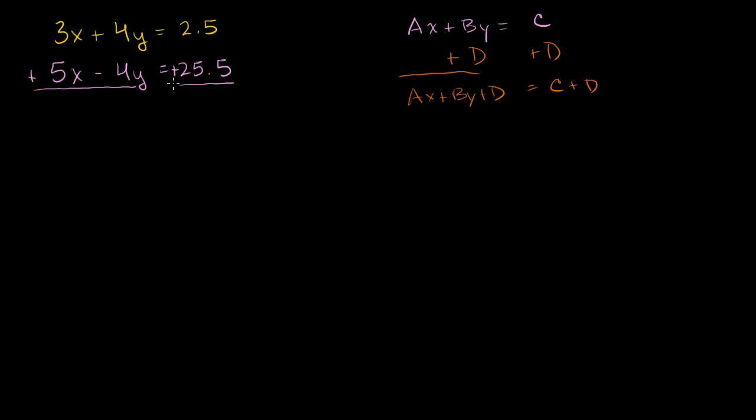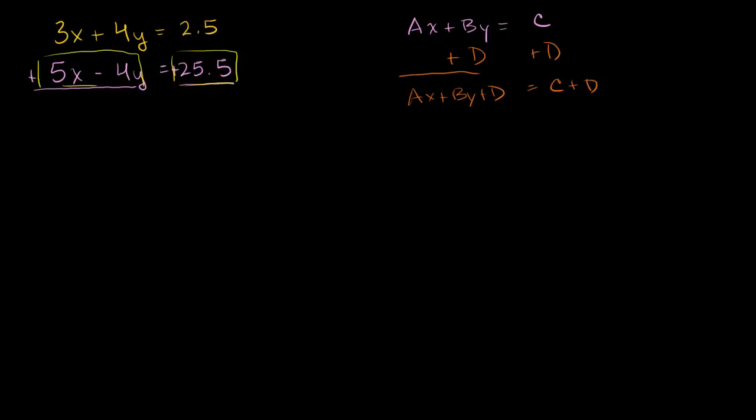But you're saying, hey, Sal, wait, on the left-hand side, you're adding 5x minus 4y to the equation. On the right-hand side, you're adding 25.5 to the equation. Aren't you adding two different things to both sides of the equation? And my answer would be, no. We know that 5x minus 4y is 25.5. This quantity and this quantity are the same. They are both 25.5. This second equation is telling me that explicitly. So I could add this to the left-hand side. I'm essentially adding 25.5 to it. And I could add 25.5 to the right-hand side.